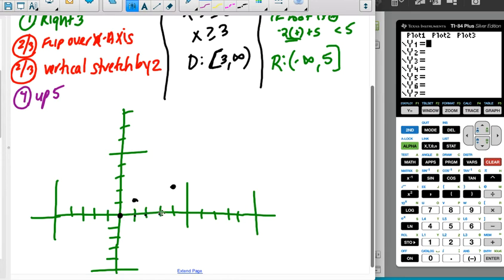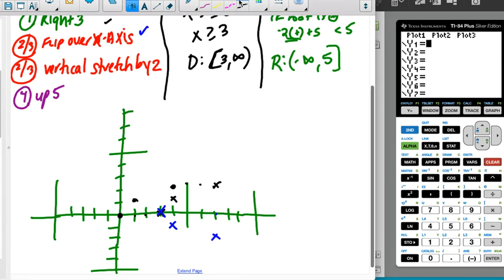So first thing that's going to happen is this thing moves right 3. So 1, 2, 3, right 3. Okay, so that's my right 3. Then I'm supposed to flip this thing over the x-axis. Well, that's going to mean that this one on the x-axis stays the same, but these will flip to being below the x-axis. So I flipped it, great.